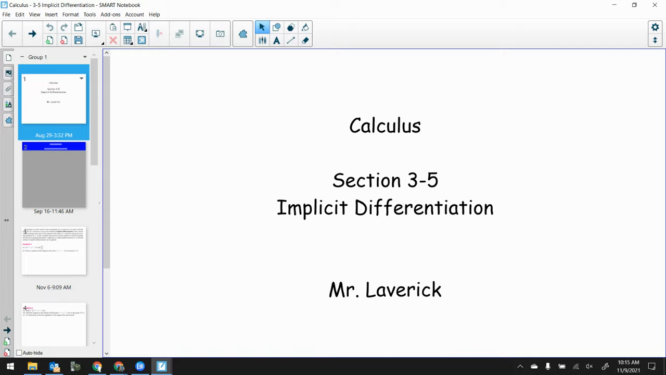All right, so again, we've got sections 3.4, 3.5, and 3.6. We had a quiz over derivatives. Was that last week? That seems like a long time. Wow. That seems like a long time ago.